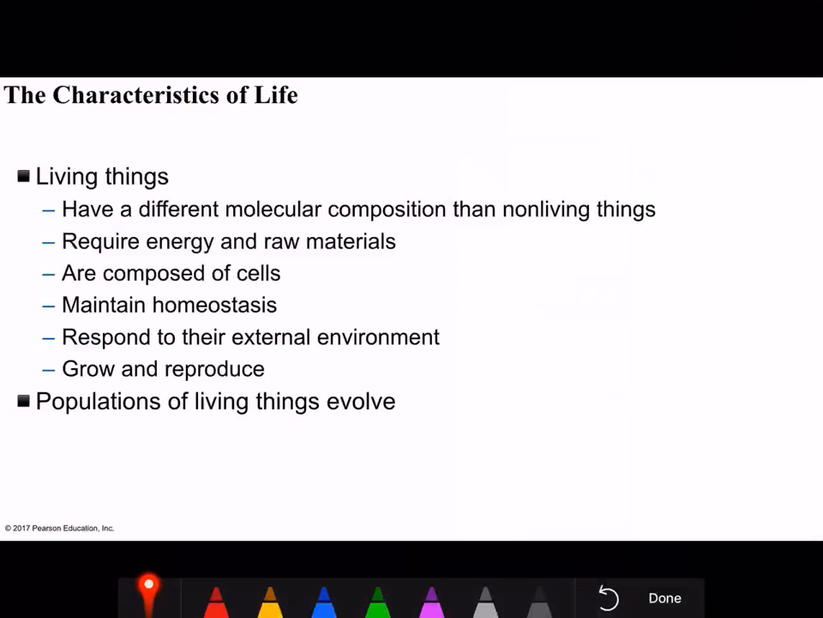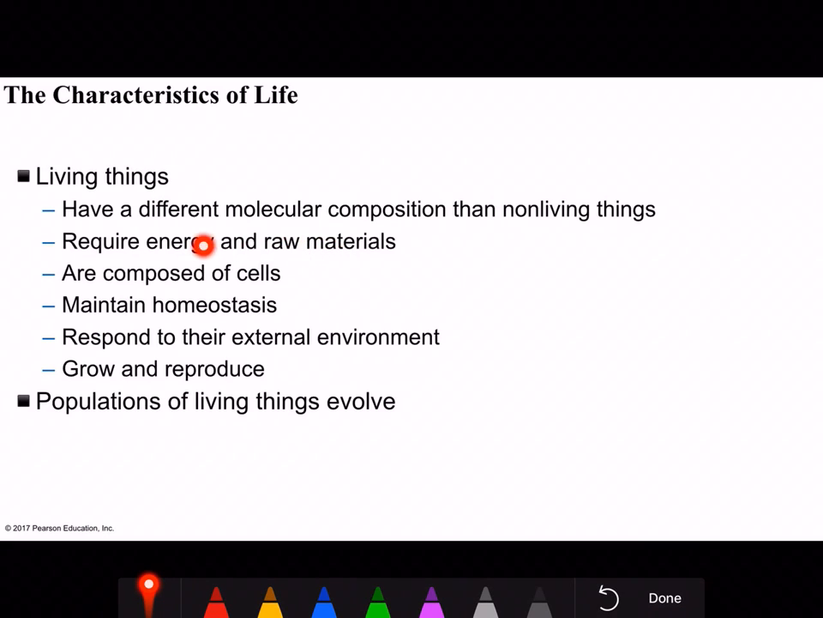So, in order to understand human beings, we need to understand life in general. And to understand life, we need to see the characteristics of life. So, as signs of life, living things have different molecular composition than non-living things. While both living and non-living things share the same set of elements, living things form more and diverse molecules and compounds than non-living things. This is essential to sustain life.